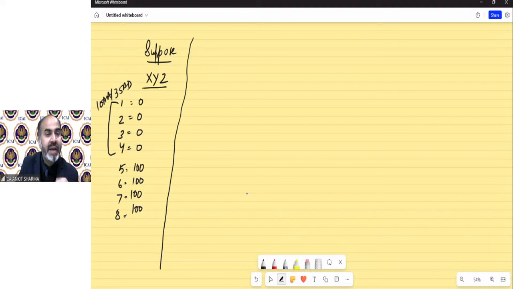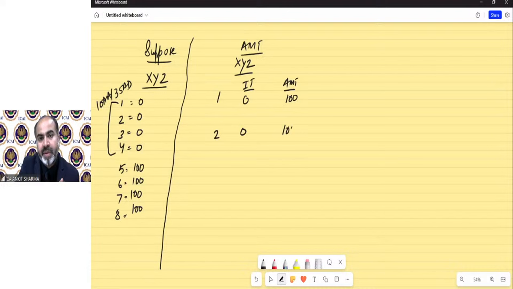Now suppose AMT is applicable. What is actually happening? In year one, as per income tax provision, tax was zero. But as per AMT, suppose tax is 100. In year two, again zero, AMT tax 100. Year 3, zero, AMT tax 100. Year 4, zero, AMT tax 100. Year 5, 100, zero. Year 6, 100, zero. Year 7, 100, zero. Year 8, 100, zero.